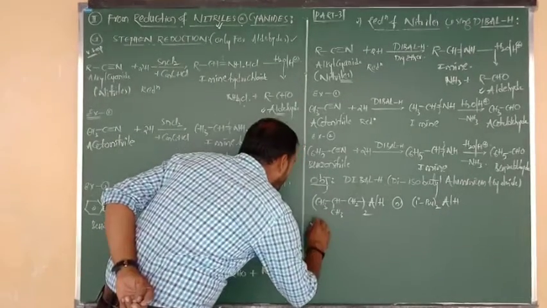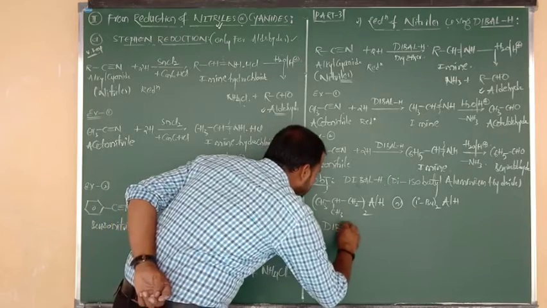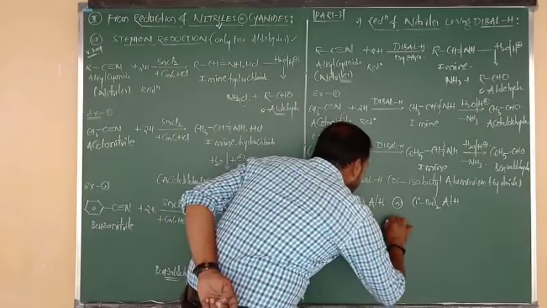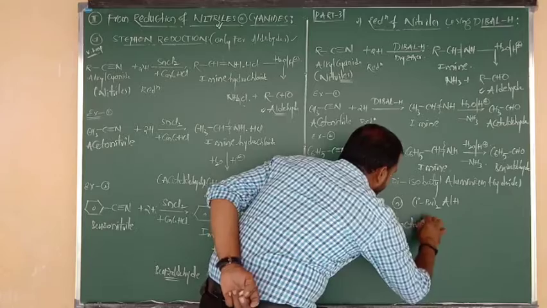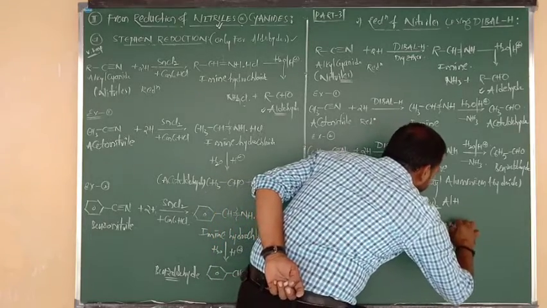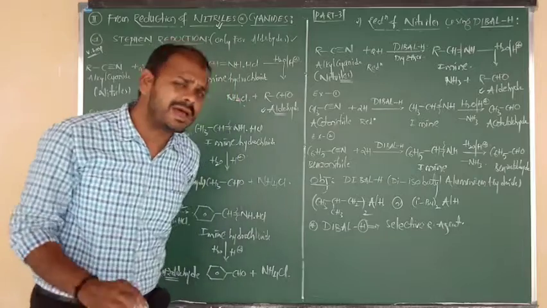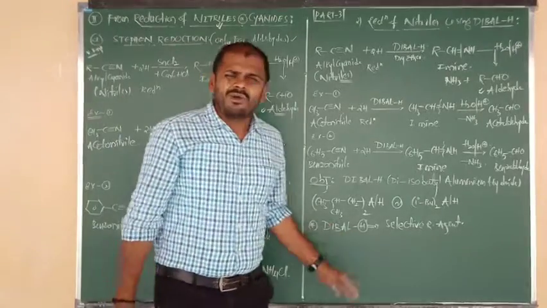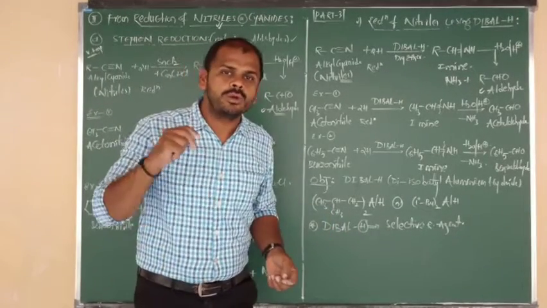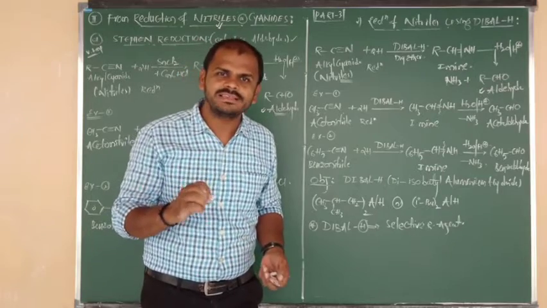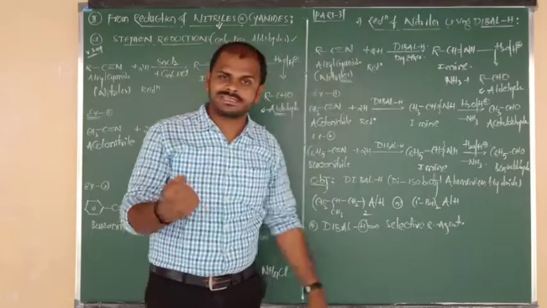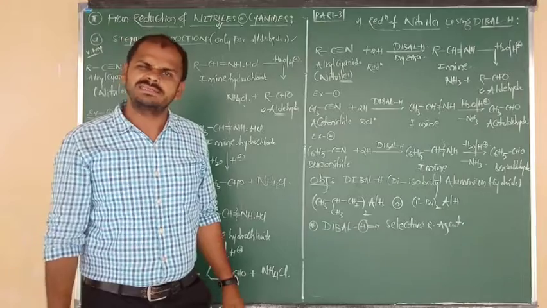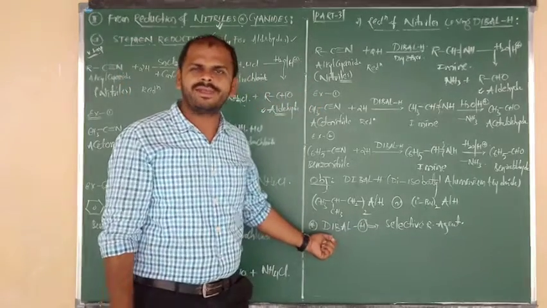Next, another very important point I want to tell you. DIBAL-H is a selective reducing agent. Sir, why is DIBAL-H known as a selective reducing agent? The reason, beta, is that it can't reduce all organic compounds. It selectively reduces only two types of compounds. One is nitriles, or we can say cyanides, and one more is esters. Only these two types of compounds can be selectively reduced by DIBAL-H.